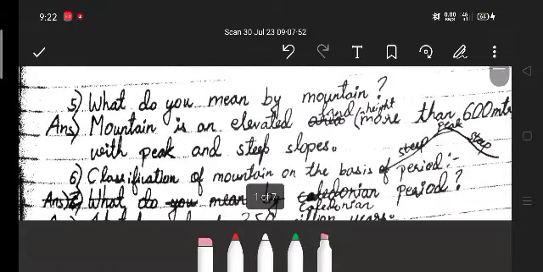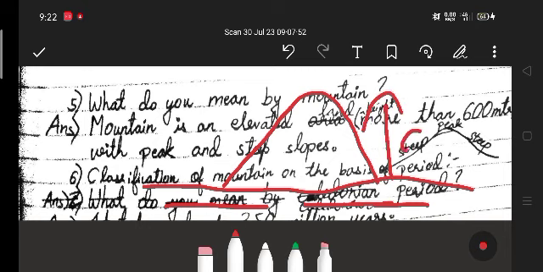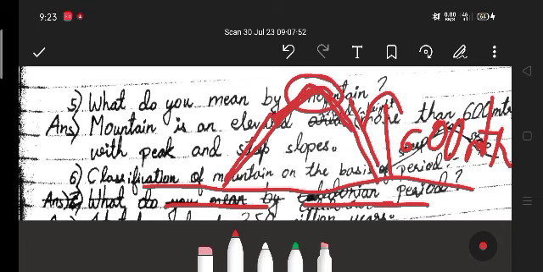What do you mean by mountain? Mountain is an elevated land, with height more than 600 meters, with peak and steep slopes. Due to crustal instability it forms. It contains steep slopes and a pointed peak. This is called the peak.